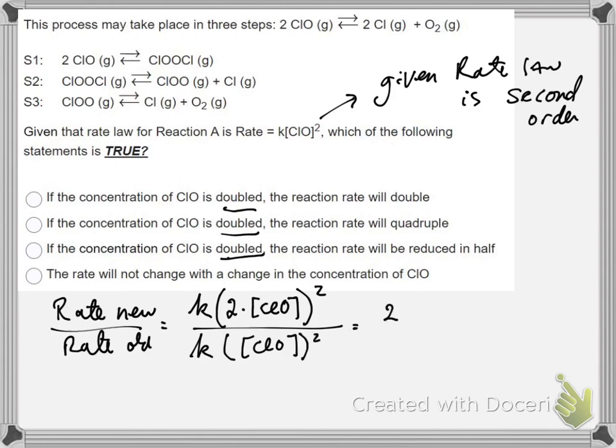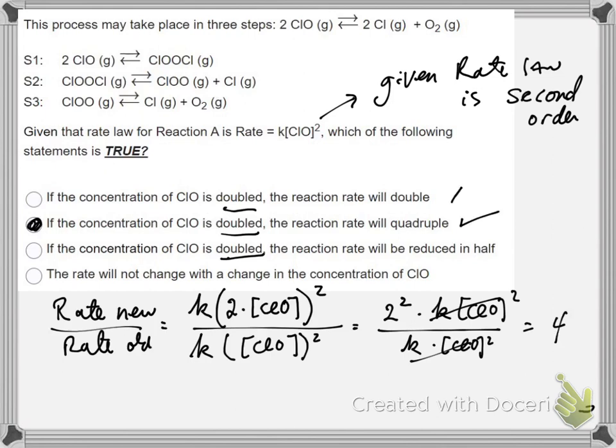When we do that, we see that we can simplify this way and then cancel out these terms, and now we see it quadruples. Okay, so it quadruples. That's the second order result. If it only doubled, which is answer A, that would have been first order. If it had not changed at all, it would have been 0 order, right? But we know that it was given second order.